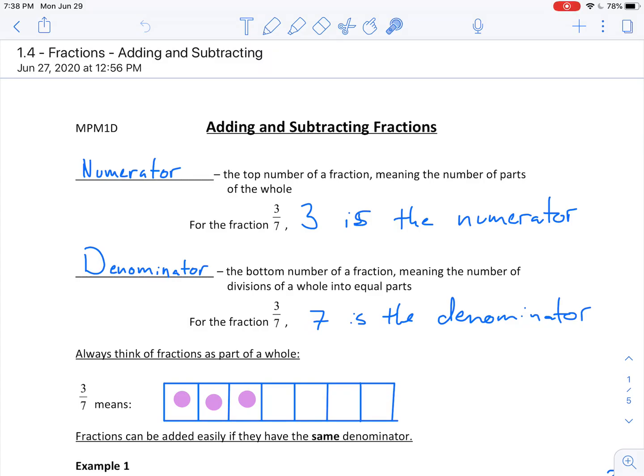Let's talk about adding and subtracting fractions. Before we get any further, let's quickly go over the parts of a fraction. The numerator is the top number of the fraction, meaning the number of parts of the whole. So for the fraction 3 over 7, 3 is the numerator. It's part of this whole.